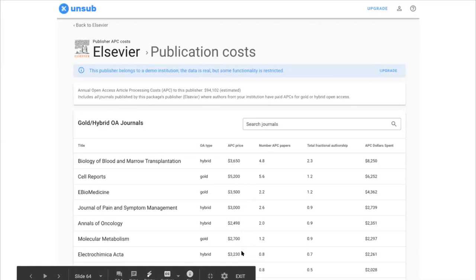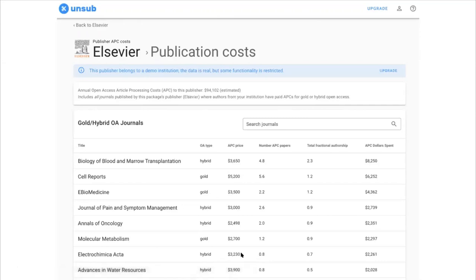Okay, well, let's use the Electrochimica Acta. Wow, I bet somebody is laughing right now because I don't know how to pronounce that, but it's true, I don't. Okay, so it's a hybrid journal. The APC price in 2019 was $3,230 US.